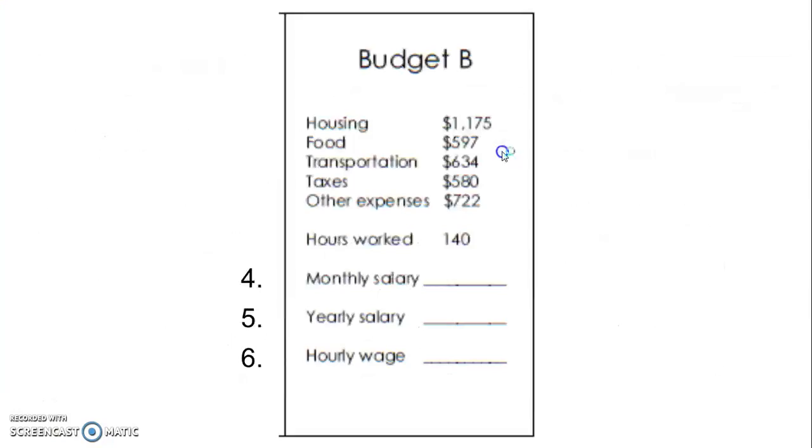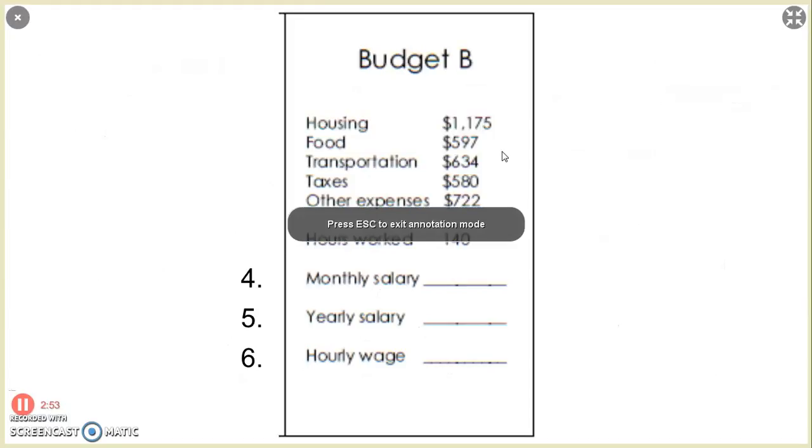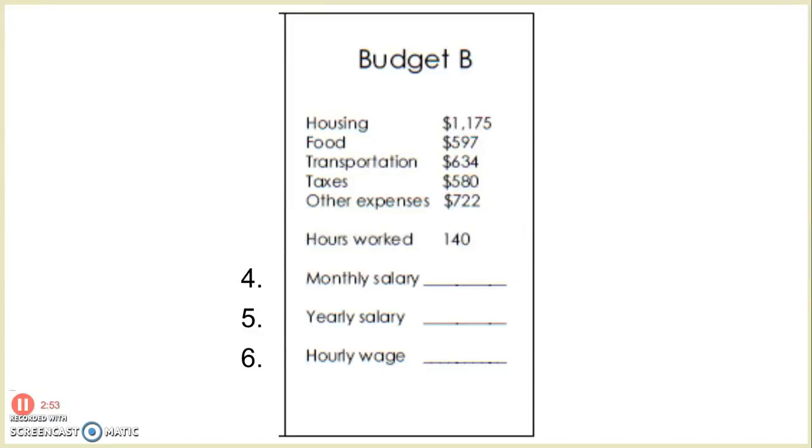Let's move on to number 4. Here we have a chart that shows us our expenses and also shows us our hours worked. Number 4 is asking for a monthly salary. So how are we going to find the monthly salary if these are our expenses? That's right, we're going to add all the necessary expenses. So when you add these numbers up, what do you get? So you should have got 3,708.